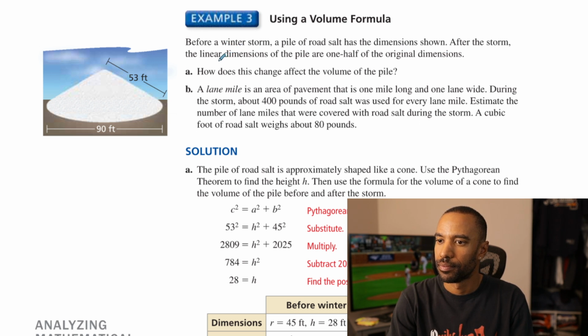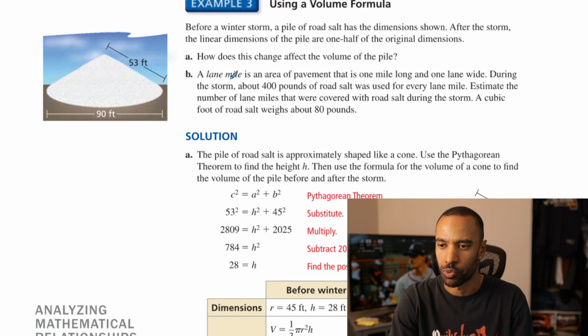How does this change affect the volume of the pile? I know it's going to be 1/8 of what it was because for volume, you take the cubic amount, but they're going to compute both. And then part B. Okay, let's start with part A. Now it should be 1/8 of what it was, I think, if all goes well here.